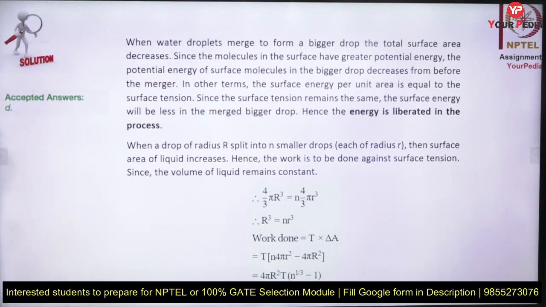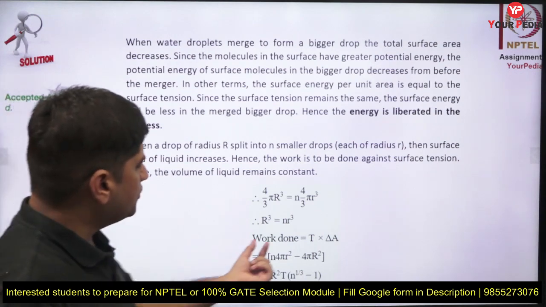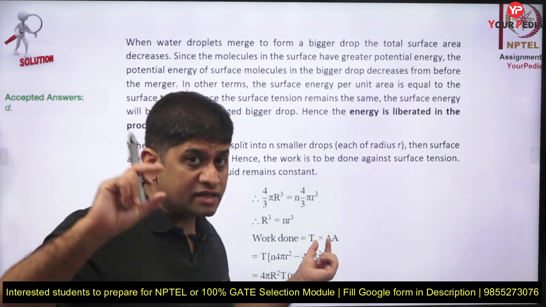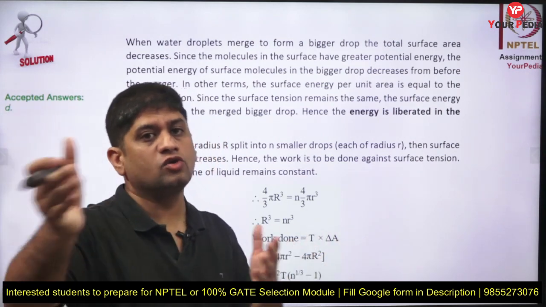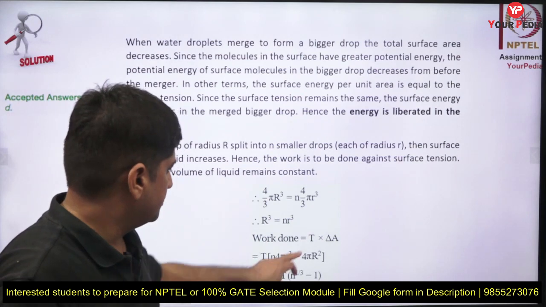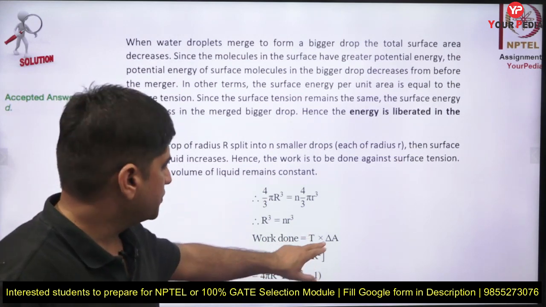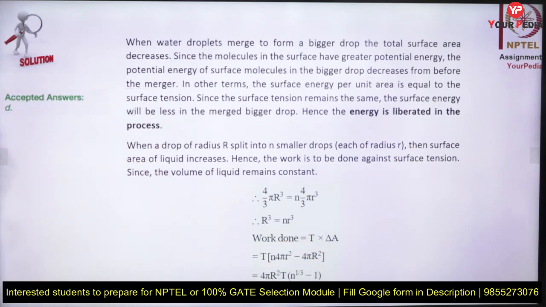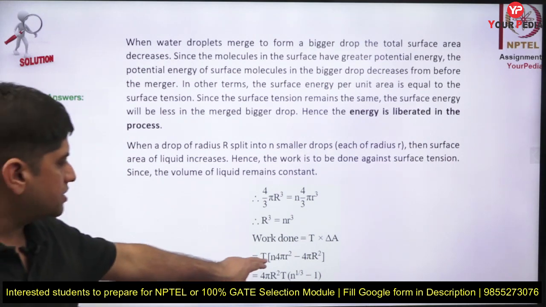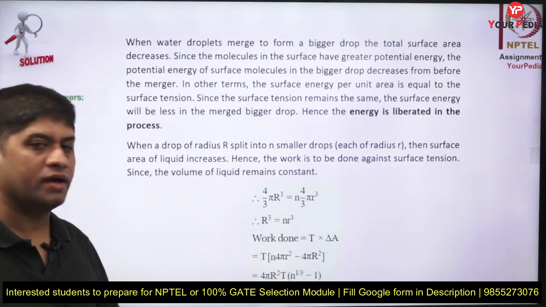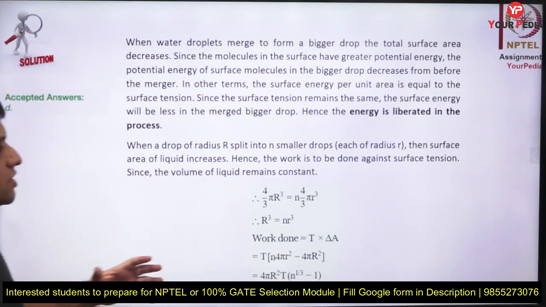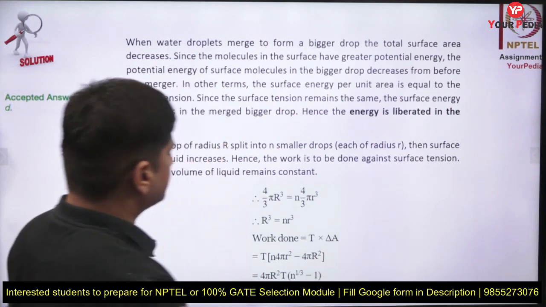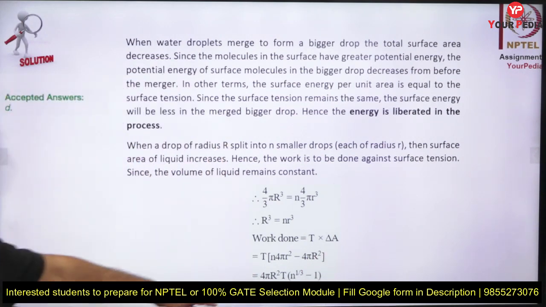Now how much will be the work done? Work done will be equal to the surface tension, T or sigma, into the increase in surface area. And what is the surface area? 4 pi r square is the surface area of a sphere. So for n droplets, n into 4 pi r square, and 4 pi R square for the big drop. So how much is the work done? How much is the energy released? That is how you can calculate it.